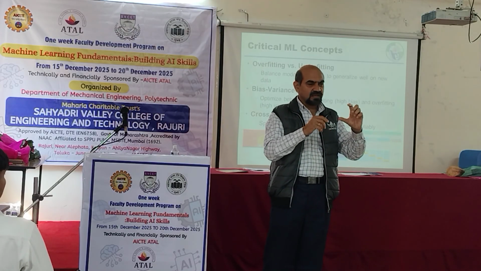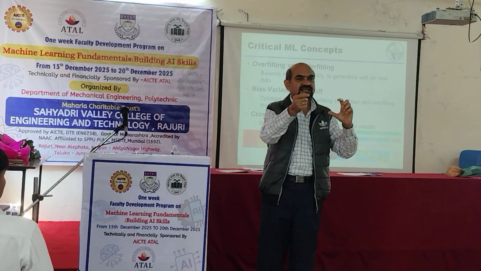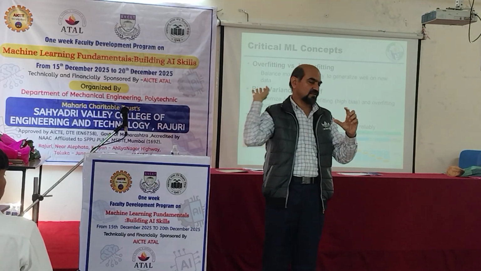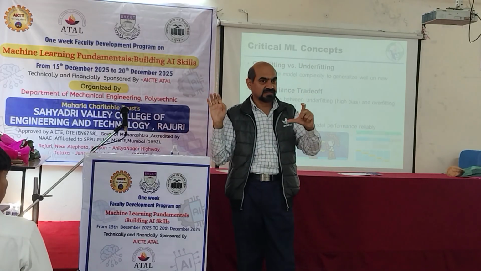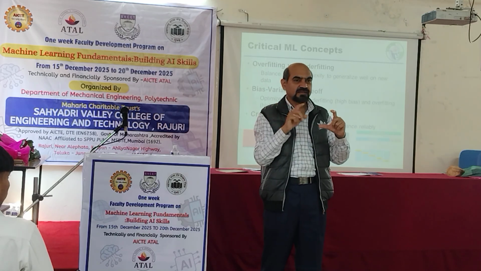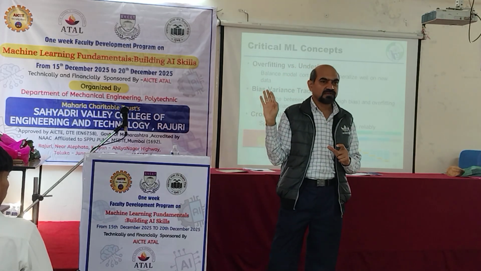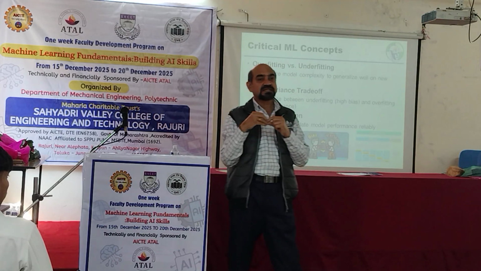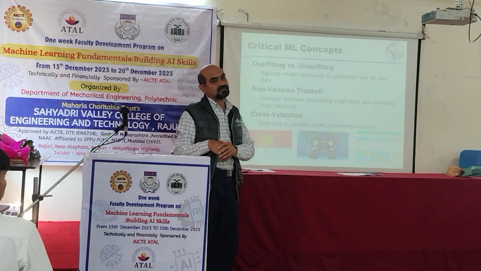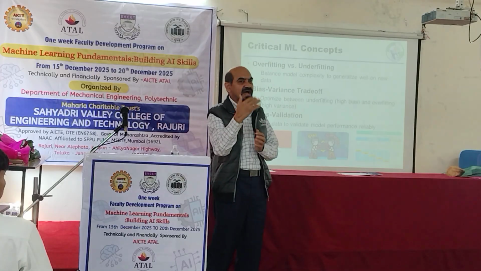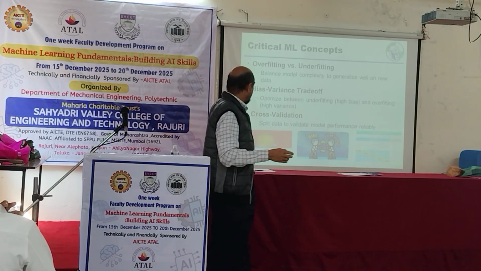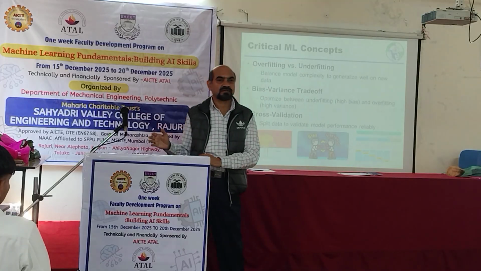Bias is when my actual value should have been 9, but my model predicted 8.7. The difference between the actual value and the predicted value, 0.3, is called bias. If this bias increases, my model will underfit. If my model gives high variance, then it overfits.